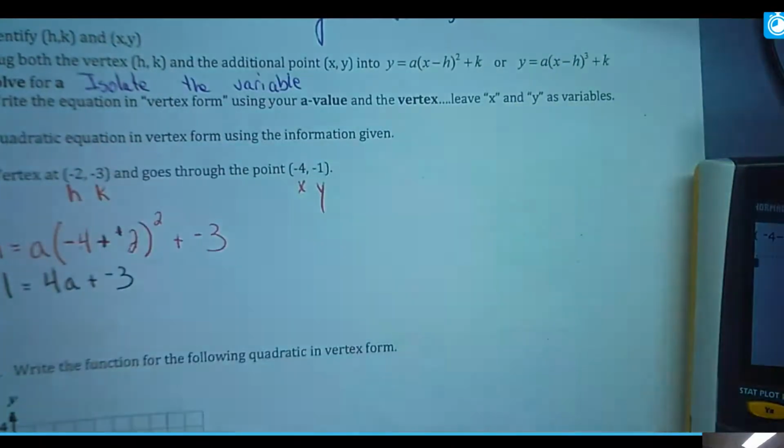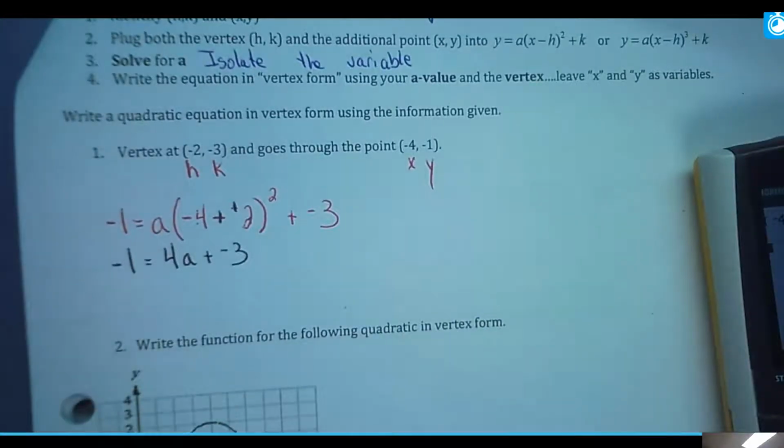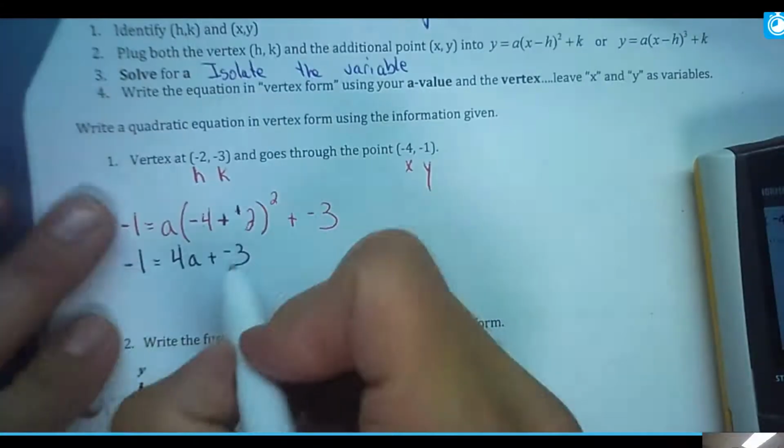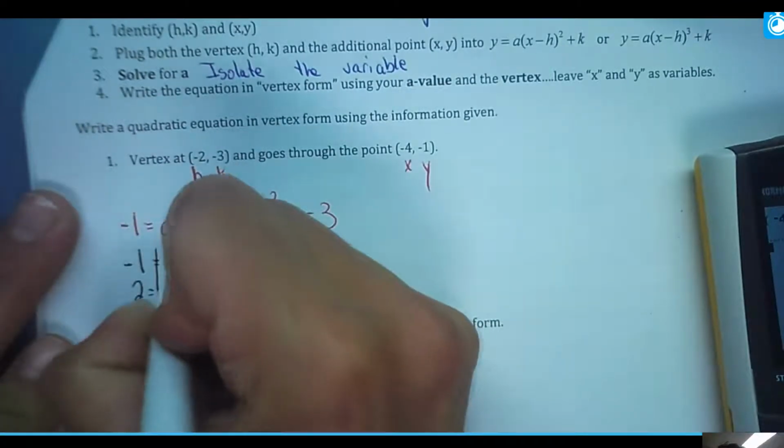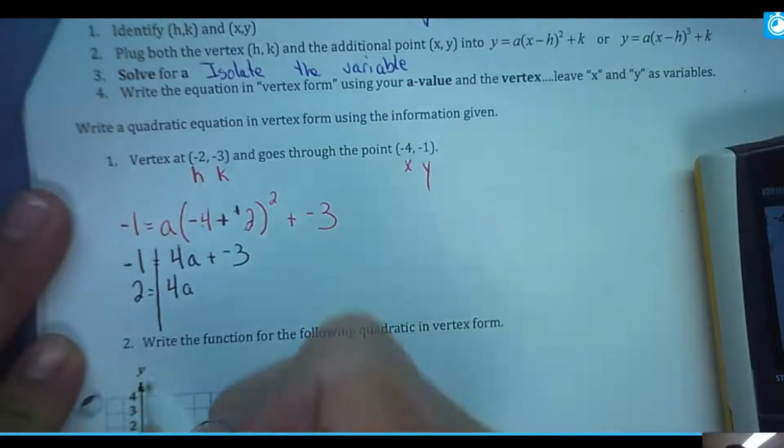And now your job is just to get a by itself. So after you do the parentheses squared, get a by itself. So first you add 3 over. So when I add 3, this becomes 2. And then to get a alone, I'll divide by 4.